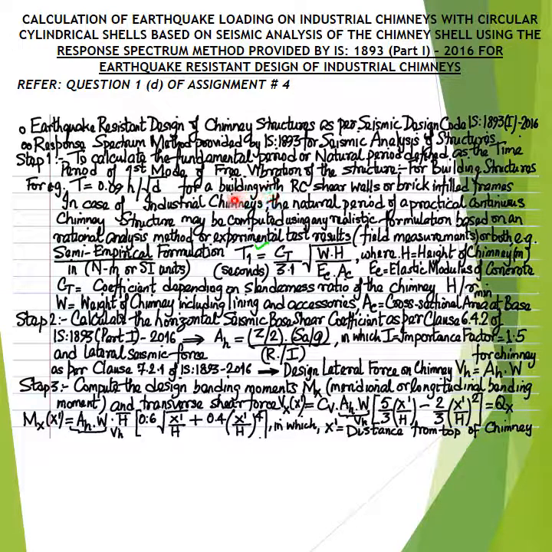In case of industrial chimney structures, since the structural system is, in the specific case of circular cylindrical industrial chimneys, a cylindrical shell, the natural period of a practical continuous chimney structure consisting of a circular cylindrical shell may be computed using any realistic formulation based on a rational analysis method or experimental measurements or field test results or both.